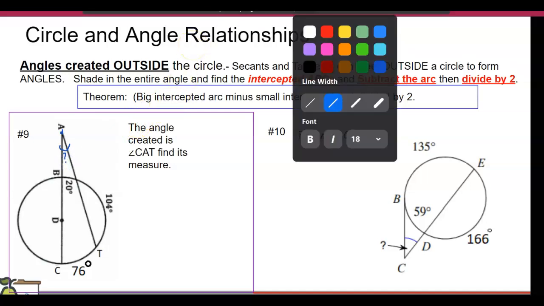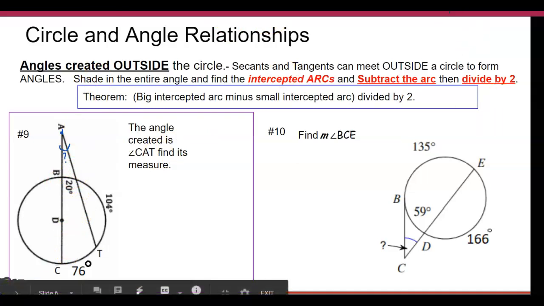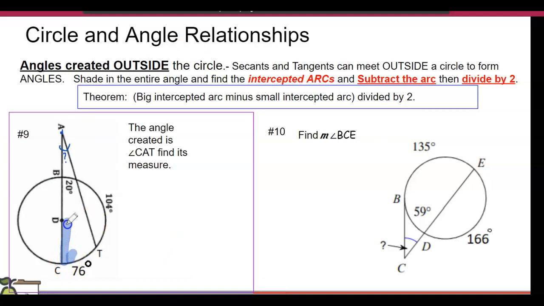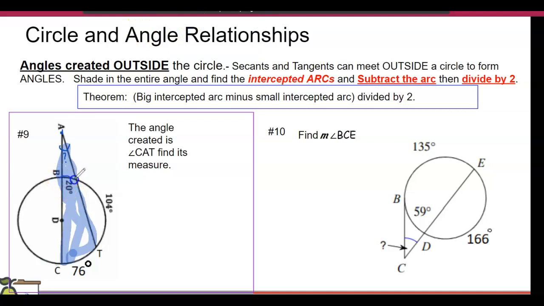So to find the intercepted arcs, you shade in the angle. I'm going to shade in this angle. You don't have to do this all the time, just for this first one. I'm going to shade in this angle right here. And see the 2 arcs that were intercepted? This arc here and this arc here. Not this one, just these 2.